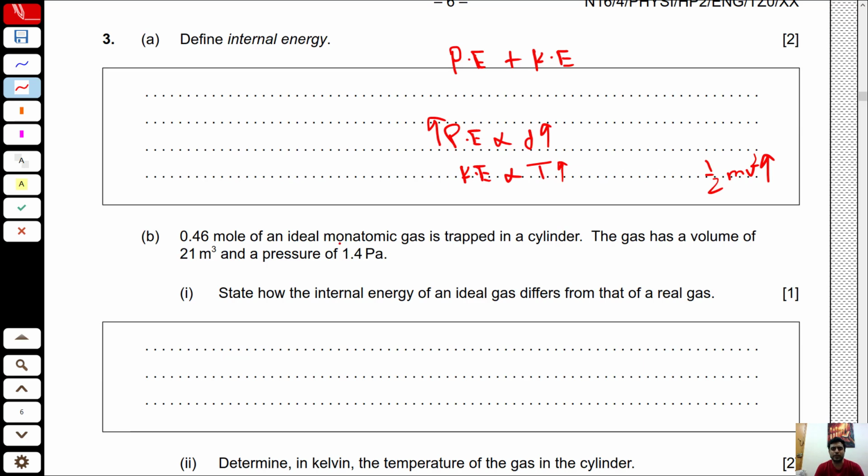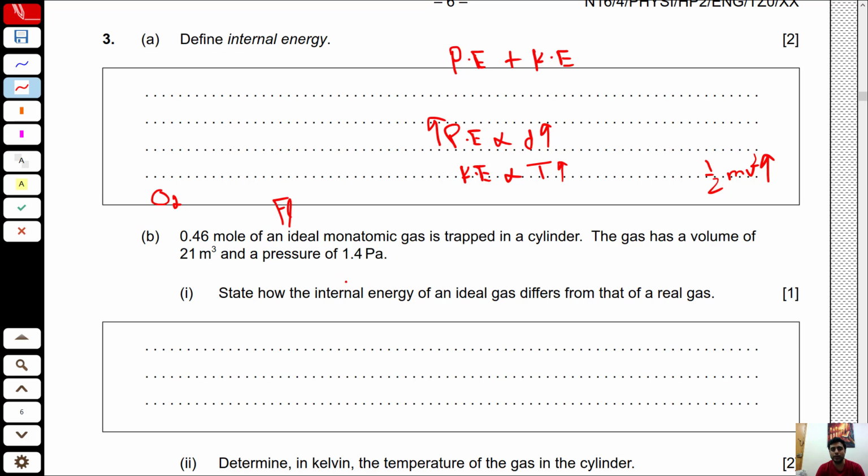0.26 moles of an ideal monatomic gas. Monatomic gas means gas that is made up of single particles. For example, all noble gases are monatomic gases. They exist as single, alone particles. So for example, you guys have seen oxygen, right? Oxygen is diatomic because it consists of two atoms covalently bonded together to make a molecule. So it's a diatomic molecule. It's not monatomic. Monatomic is like fluorine gas that just exists alone. Fluorine gas is trapped in a cylinder. The gas has a volume of 21 meter cube and a pressure of 1.4 pascal.